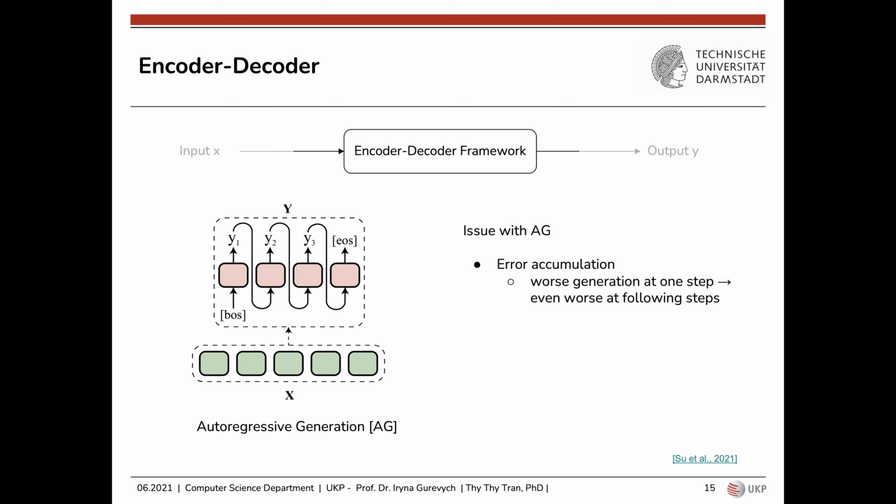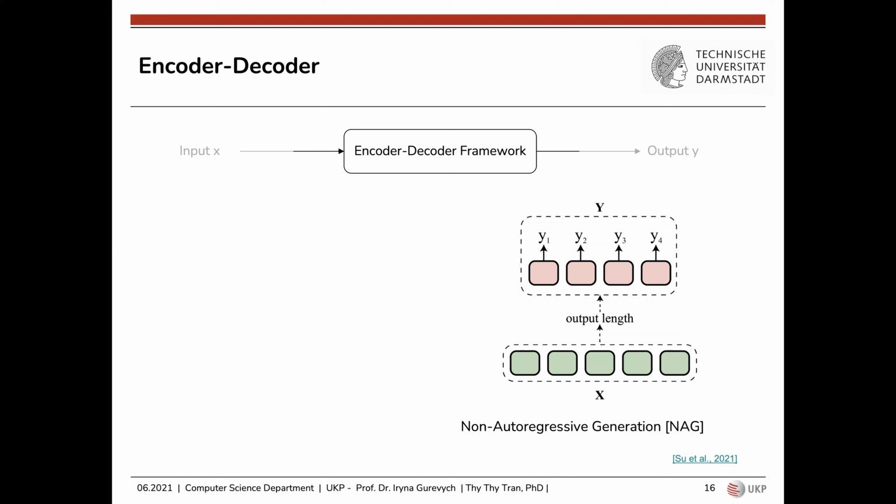A main issue with the autoregressive generation is error accumulation during decoding. If the model generates a bad output at one time step, then the following generated sequence will get even worse. So why don't we generate all words at the same time?